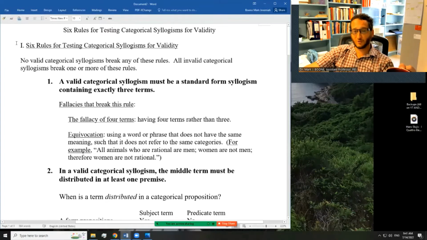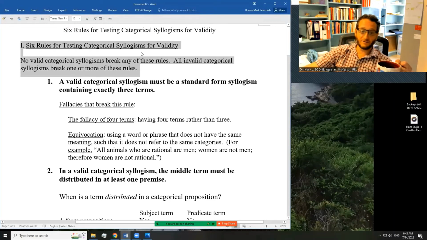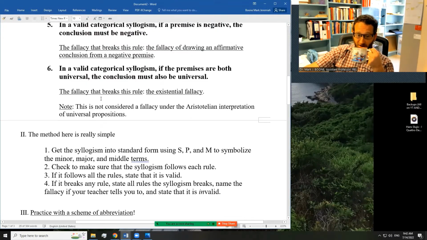So every categorical syllogism should follow these rules. If a syllogism breaks any of these rules, it's invalid. If a syllogism does not break any of these rules, it's valid.